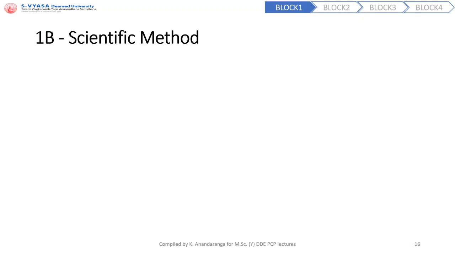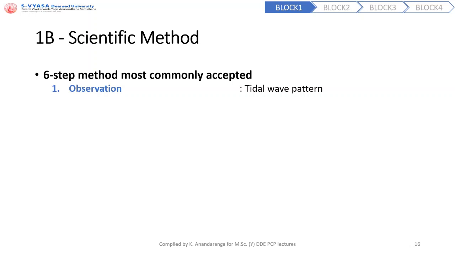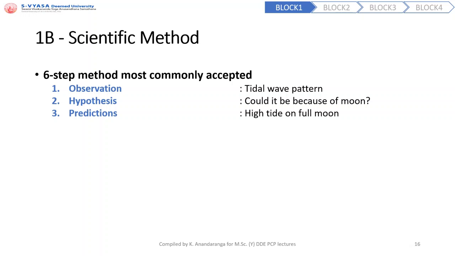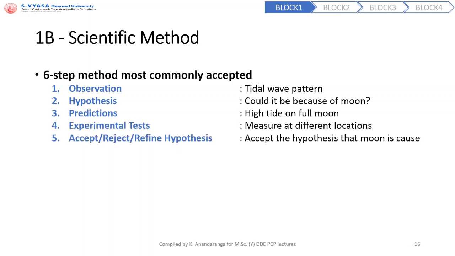Having understood the value system of science, let's understand the scientific method. It is this scientific method that gives the credibility, that provides the strength to science that it has achieved. The 6-step method is the most commonly accepted scientific method. Starts with an observation, there is a hypothesis, and then there is a prediction of what you expect to see based upon your hypothesis. You go ahead and run your experiments. You accept, reject, or refine your hypothesis based upon how the experimental results fall in. At the end of the day, you have a theory.